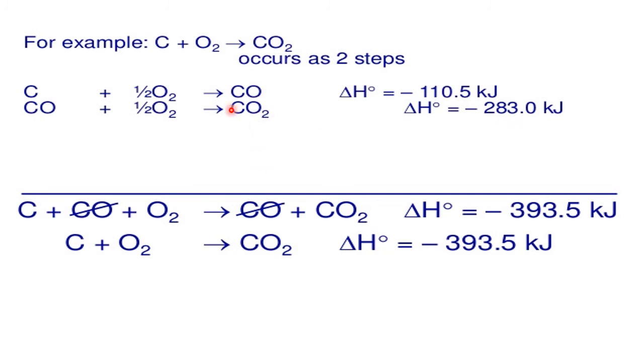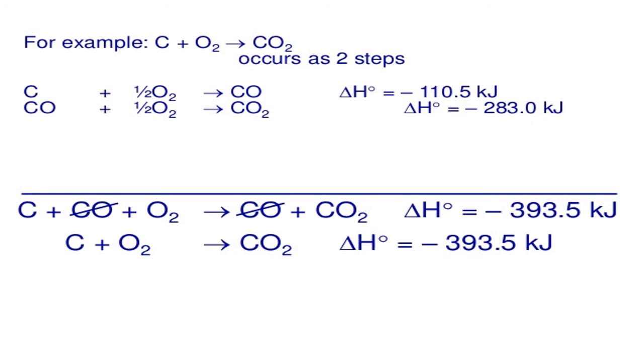If you add these two, CO on the left and CO on the right are common and cancel. When you add C plus half O2 and half O2, you get CO2, and so the heat summation of these two gives minus 393.5 kilojoules. That means either direct or indirect, the answer is the same. That is Hess's law of heat summation.